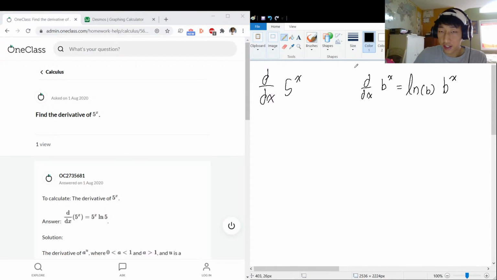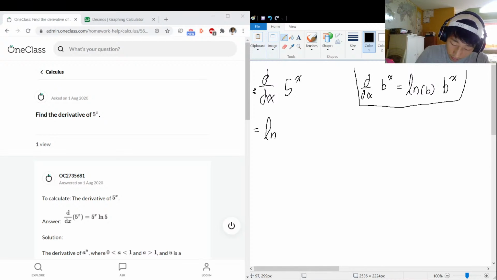This is one of those equations that you're probably going to need to memorize, because you will likely see a couple. It's a pretty common derivative that you'll need to know. So keep that in mind. So we know that we have to multiply it by the natural logarithm of 5 multiplied by, well, 5 to the power of x.